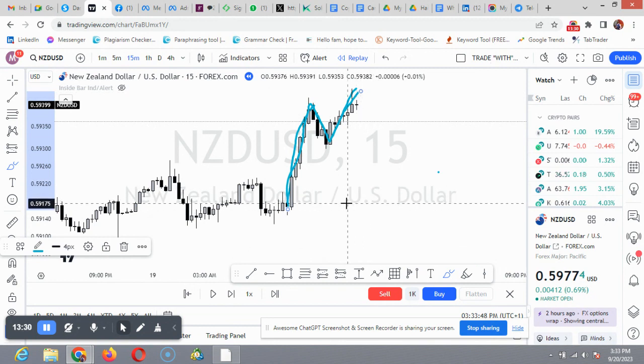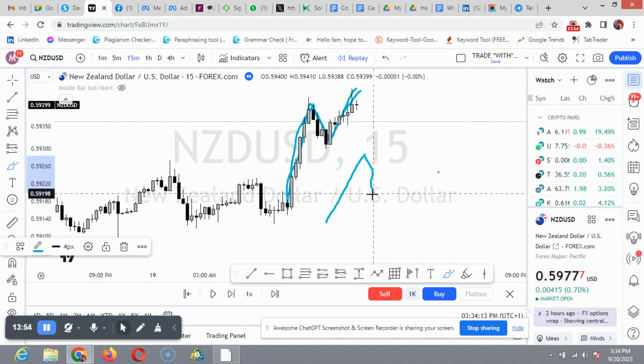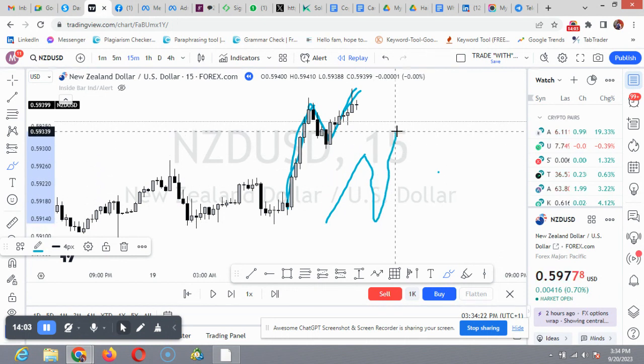A pullback has to take out the previous candle low or high. Now, the candle low should be in a bullish situation, while the candle high should be in a bearish situation. So let me explain again. Once we have a bullish move like this, what we expect to see to tell us if it's a valid pullback or not is that the next candle that opens must go down and sweep or take the low of the previous candle before continuing up.